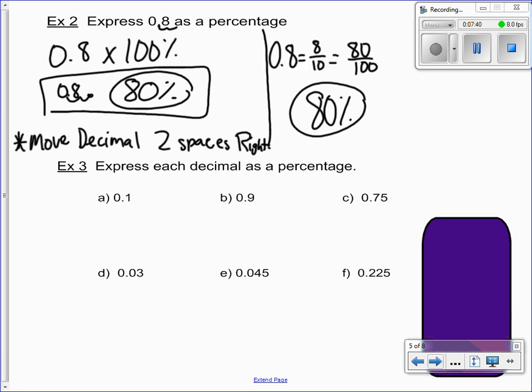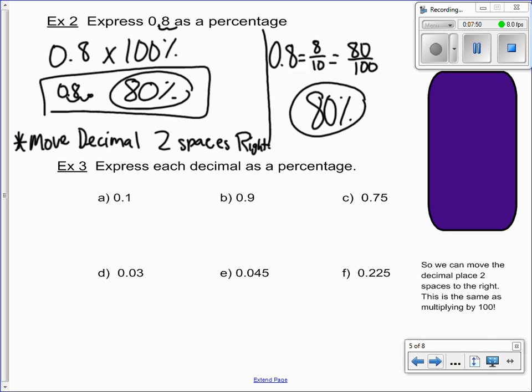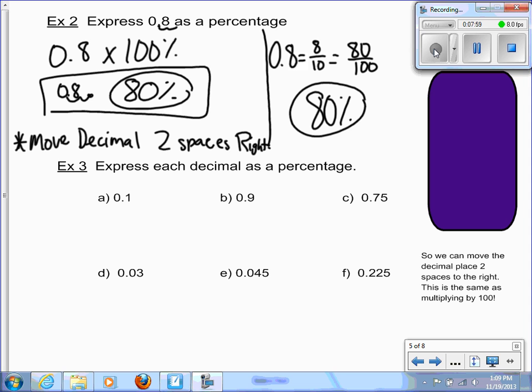Okay? So, what I would like you to do is, you and your table mate, see if you can get all 6 of these. The shortcut we've already decided is that we can move the decimal place. The first 4 are easy. The last 2 are challenging. So, what did you get as an answer for letter A? How about Christopher? I got 10%. Okay, so we're going to move that decimal. We have 10%. Very good. 0.9, Jamie. 90%. Good, 90%.